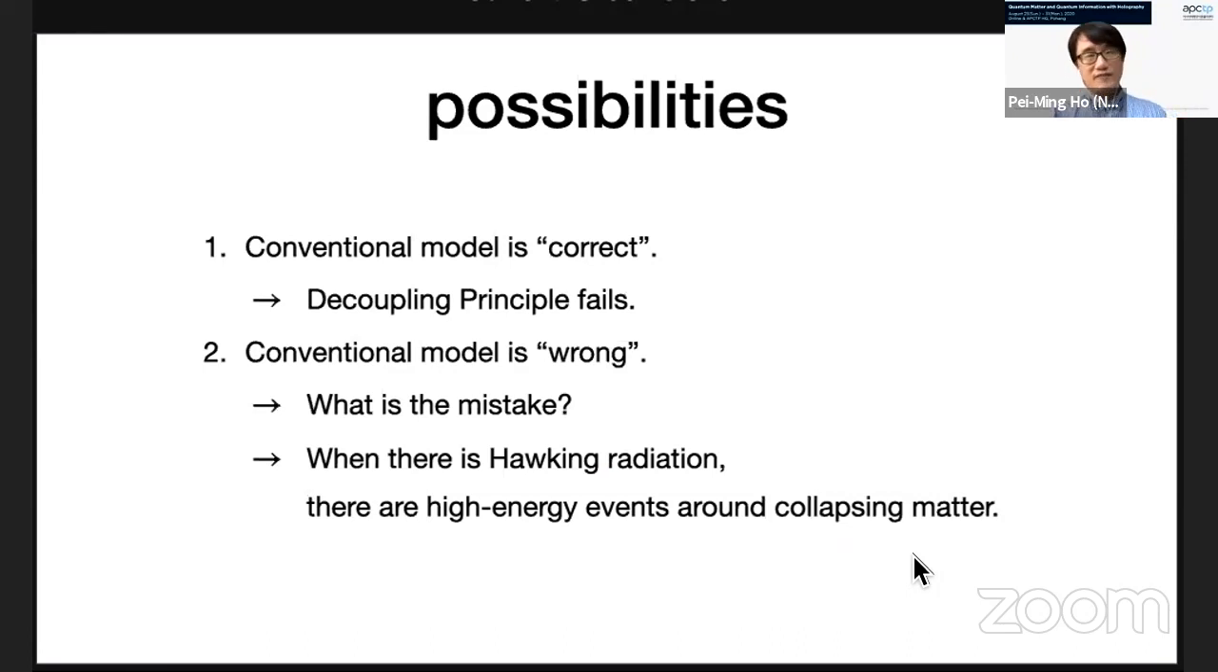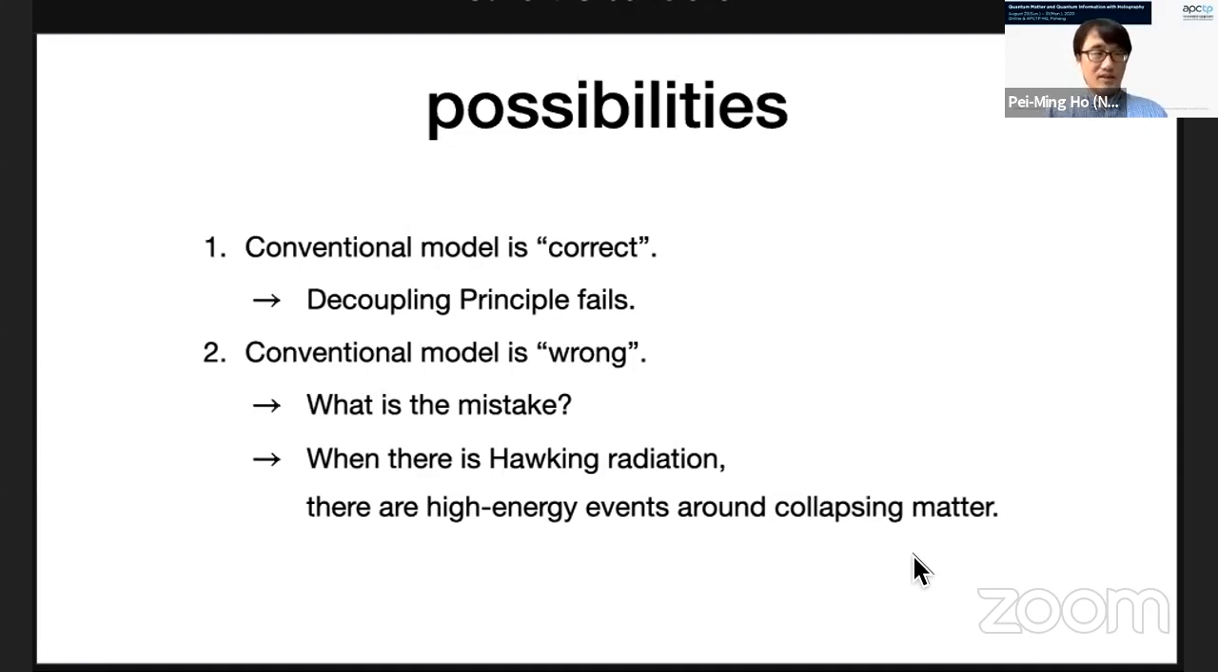So to conclude this first lecture, what we will do in the next lecture is to go over the conventional model in more detail, and in the last lecture, point out some loopholes. But before we do that, we see that there are two possibilities. One possibility is that the conventional model is correct. There's nothing missing. All the calculations are correct. And then that would imply that the decoupling principle probably fails, and we need to accept a more radical resolution beyond effective field theory.